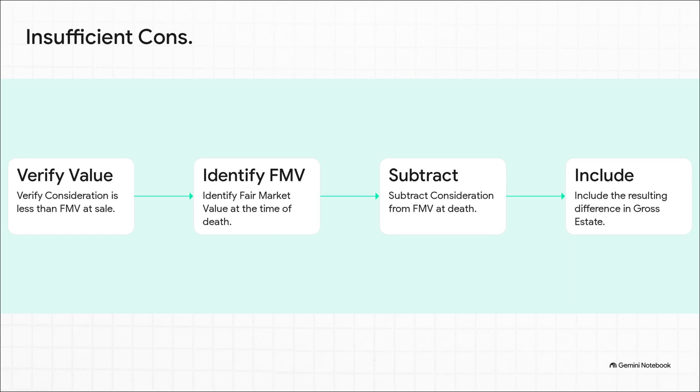You take the fair market value at the time of death, not the time of sale, by the way. This is exactly where students mess up. And then you subtract the consideration that was actually received. Whatever that difference is, that's the amount that gets pulled right back into the gross estate.